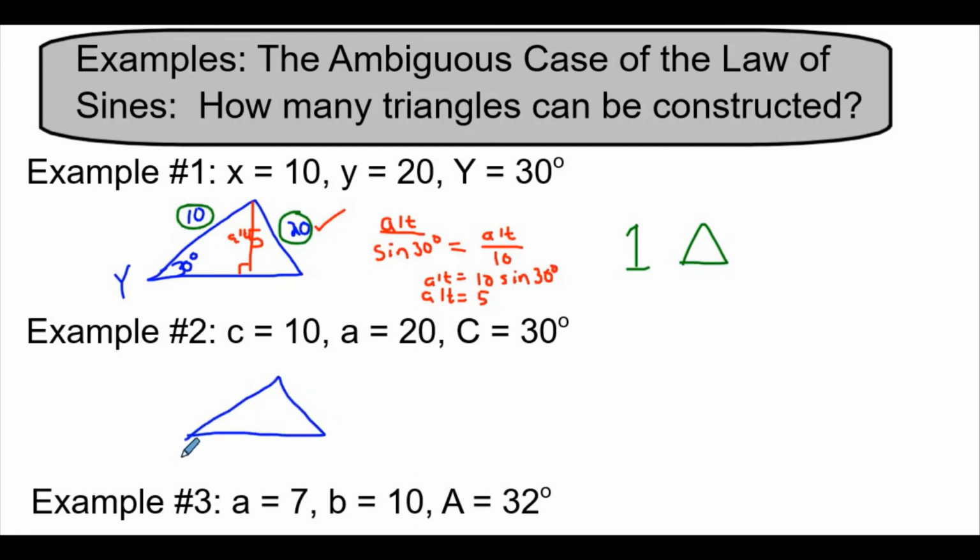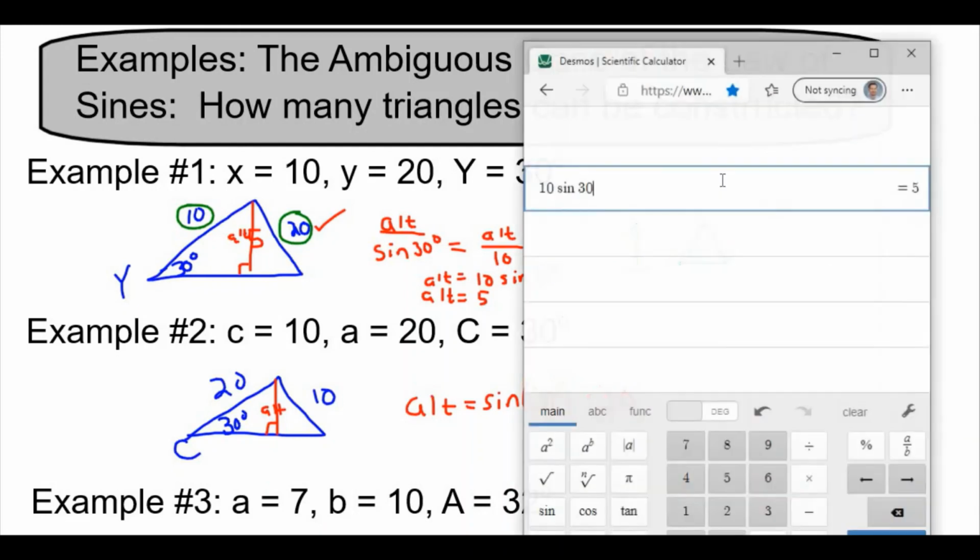So here we go. We have C, which is 30. And then here we have 10. And then here we have 20. And, you know, at some point, you don't have to draw the picture every time. You just know that the altitude is always sine of this angle, sine of 30, and then times the hypotenuse, so times 20. Or you could do 20 sine that, it doesn't matter. So we'll put that in Desmos as well.